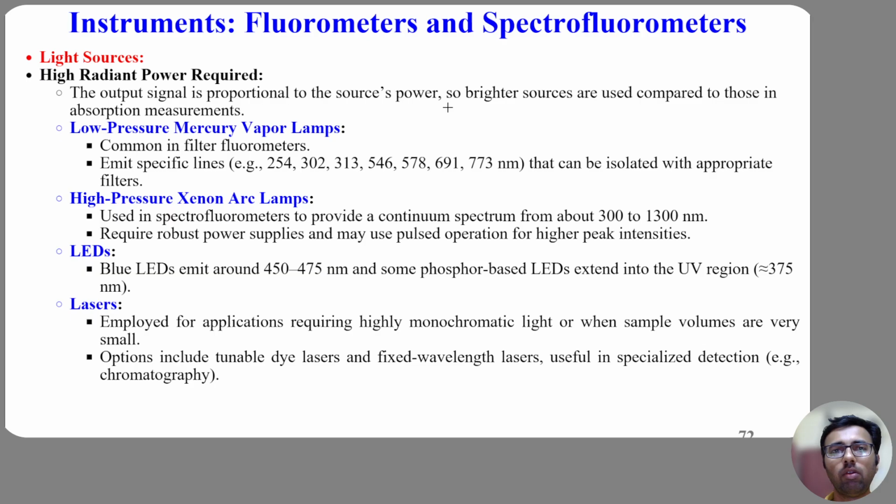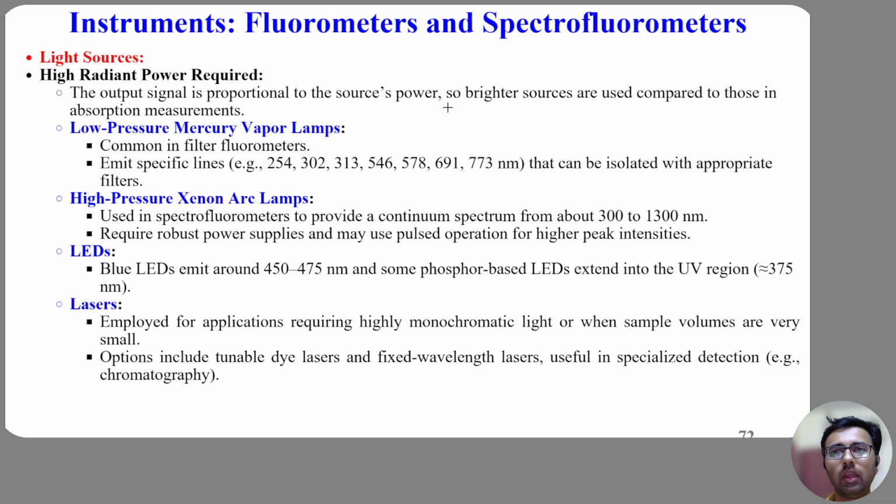Common wavelengths include 254 to 773 nanometers. Advanced spectrofluorometers use high pressure xenon arc lamps. These provide a smooth, intense continuum from about 300 to 1300 nanometers. They require powerful supplies and may operate in a pulse mode to achieve extremely high peak intensity.